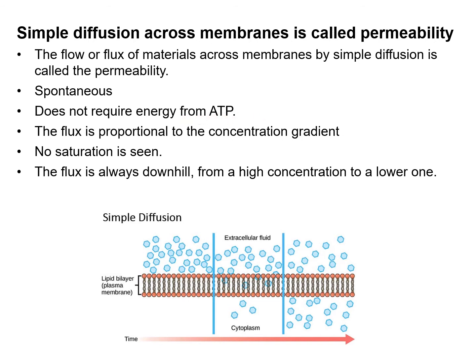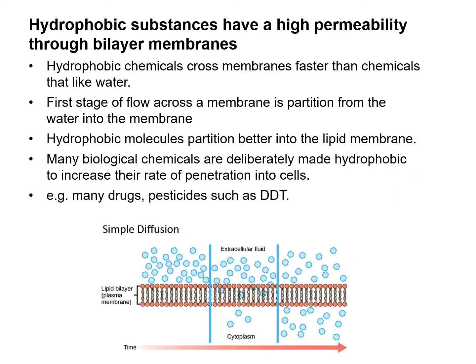The flux is proportional to the concentration gradient because it is simple diffusion, and no saturation is seen in such diffusion. The flux is always downhill, meaning that it just follows the concentration gradient from high to low. Hydrophobic substances have a high permeability through bilayer membranes. That means it takes a shorter time, or these chemicals move across the membrane faster than hydrophilic chemicals.